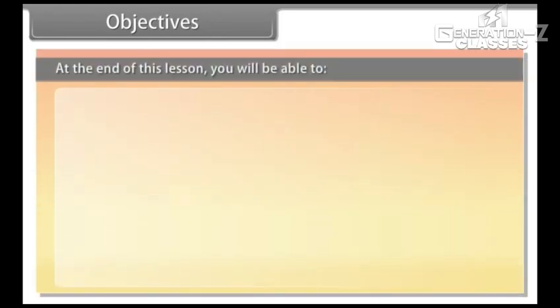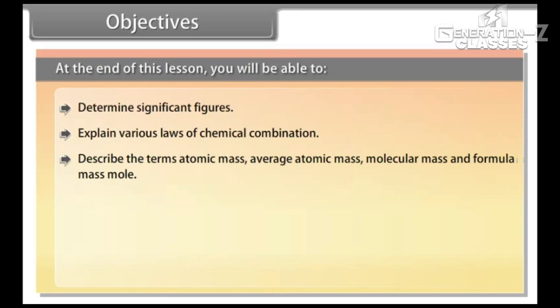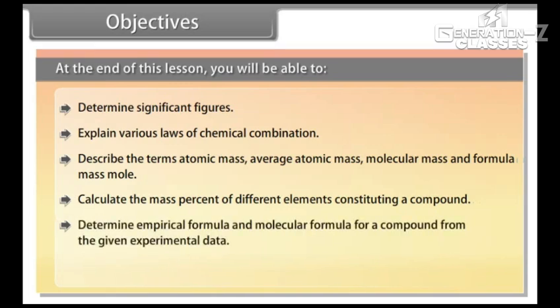Objectives. At the end of this lesson, you will be able to determine significant figures, explain various laws of chemical combination, describe the terms atomic mass, average atomic mass, molecular mass, and formula mass, mole. Calculate the mass percent of different elements constituting a compound. Determine empirical formula and molecular formula for a compound from the given experimental data. Perform the stoichiometric calculations.